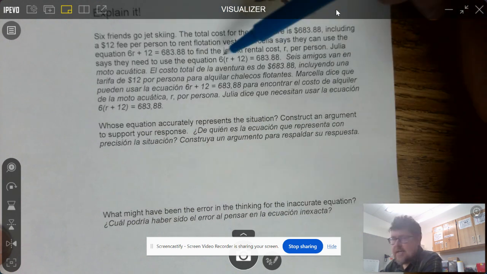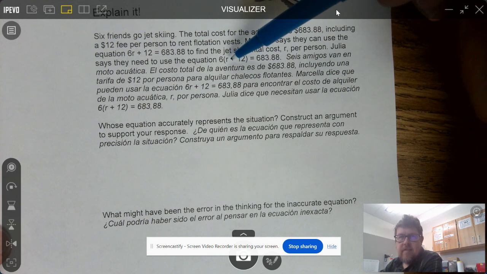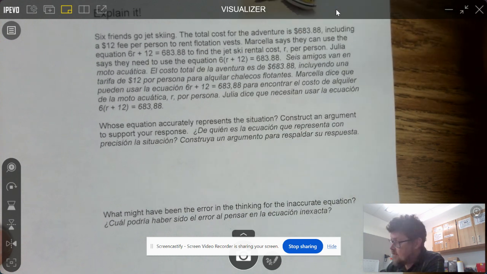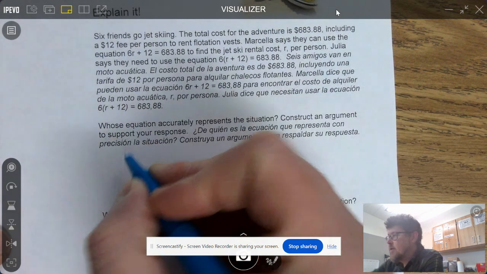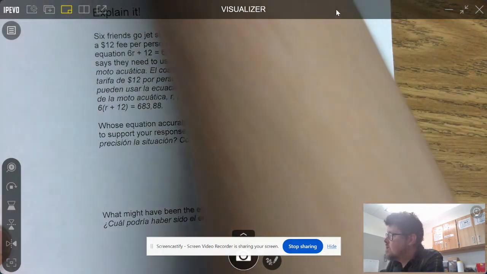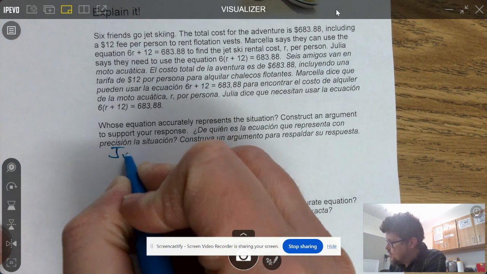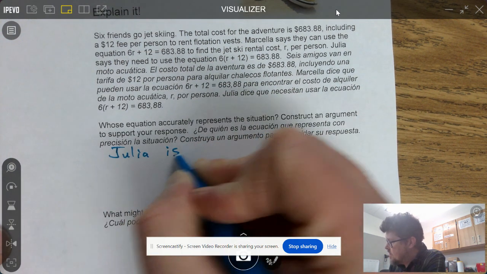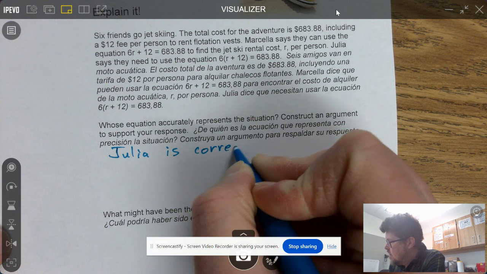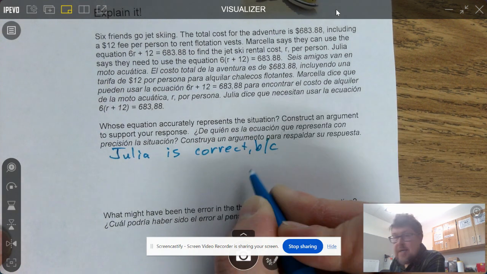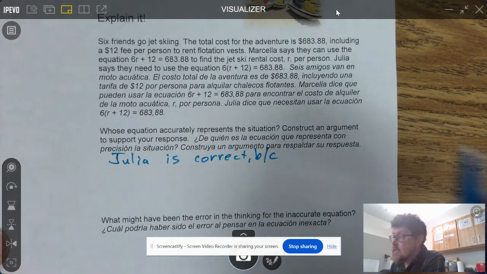So if we take a look at this one, then we have this 6 people also being multiplied by that 12 right there. So that's going to account for the rental cost for the flotation vests, right? So how did I put this in my answer key here? Julie, right? Julie says that. Yeah. Julie is correct. Okay. And then the argument would be because, b/c, that's how I say because.